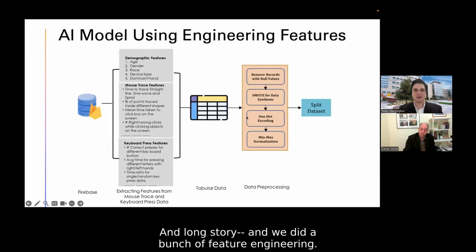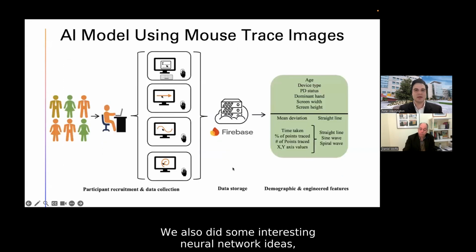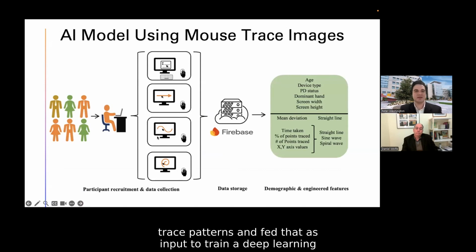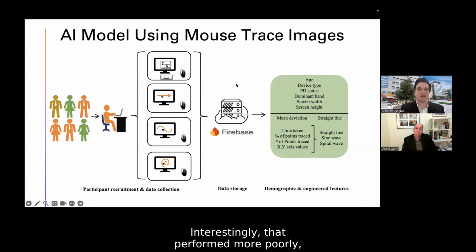And long story, we did a bunch of feature engineering, and we were able to get relatively good performance. We also did some interesting neural network ideas where, for example, we took images of the mouse trace patterns and fed that as input to train a deep learning model. Interestingly, that performed more poorly, perhaps due to overfitting issues.